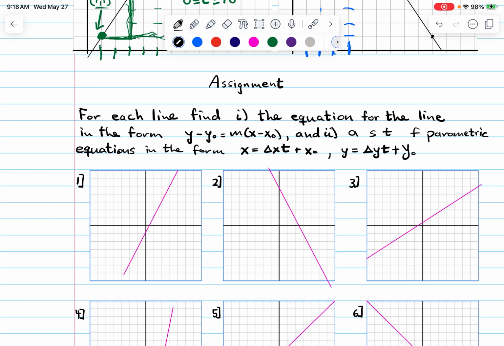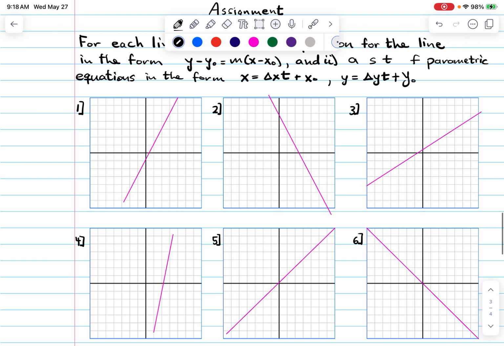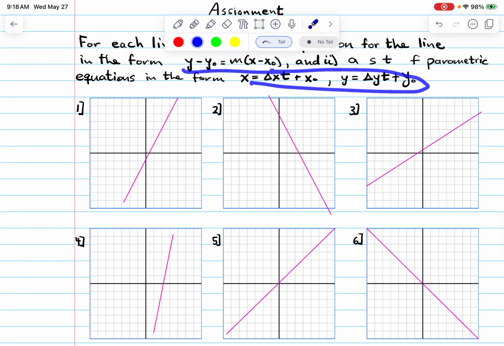Now, you may have questions about this. But remember, that's what I'm here to help you with. I will help you with these questions. So just take those 6 problems, and for each one of them, you'll have this equation, and then you'll have a set of parametric equations like this. Just give these a try, and then we'll talk about them.